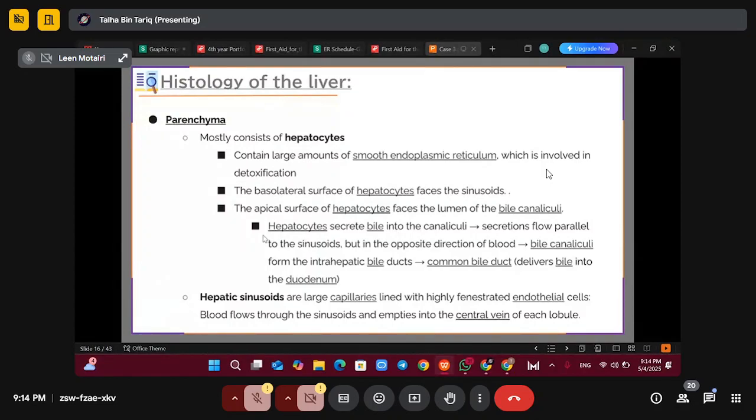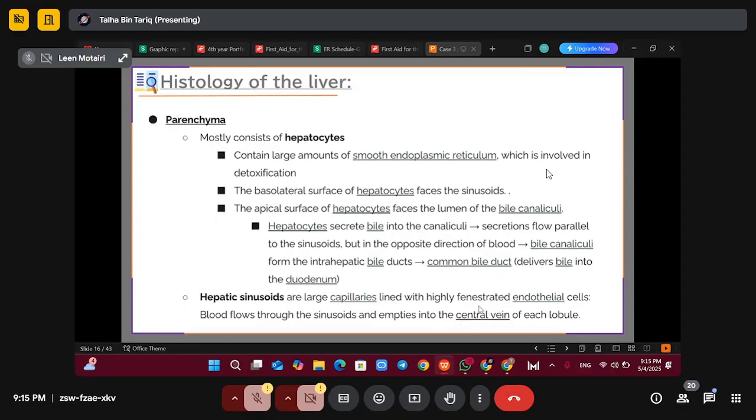Then the hepatocytes, we know what is the function of the hepatocytes. They are producing bile, right? They are making bile and secreting the bile into the canaliculi, and these secretions are flowing parallel to the sinusoids, but in the opposite direction of the blood, as I told you. And from the bile canaliculi, they will go into the intrahepatic bile ducts. From the intrahepatic bile ducts, they will go into the common bile duct, and they will eventually deliver the bile into the duodenum.